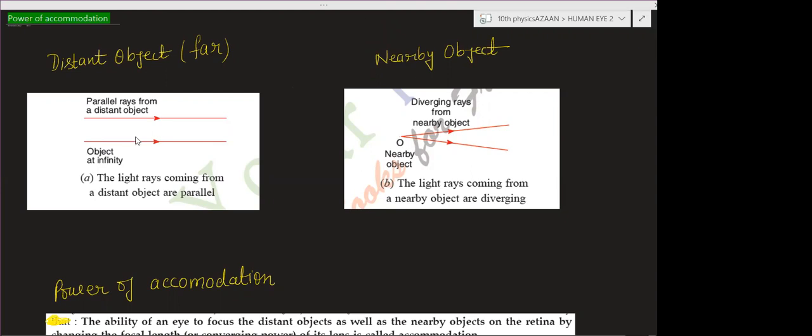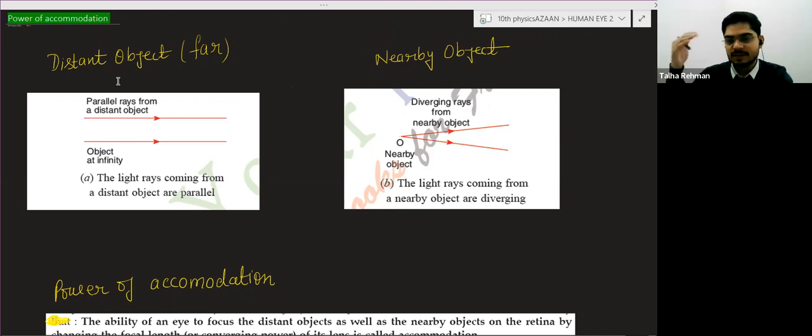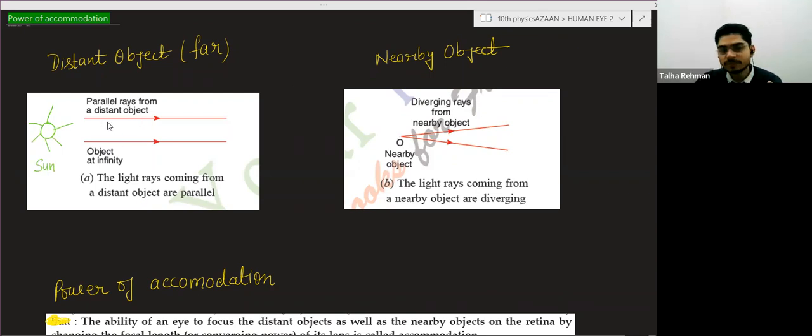Okay, Azan. See, a distant object is like the sun. The sun is a distant object. So remember the point, from a distant object the rays are parallel. So for example, the sun for us is a distant object. So parallel rays from a distant object. The light rays from a distant object are parallel. Very, very important point.